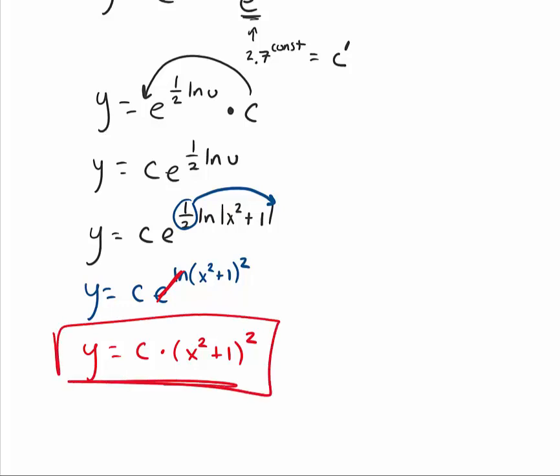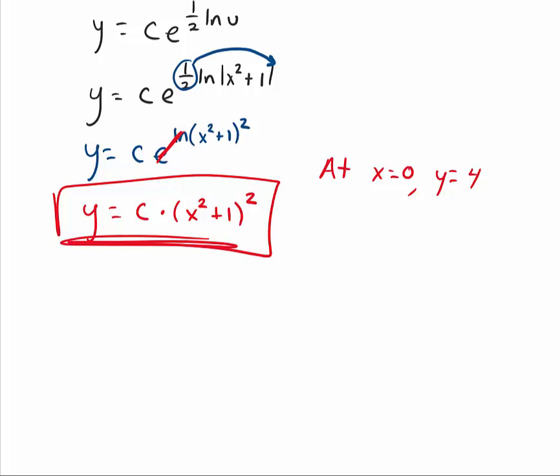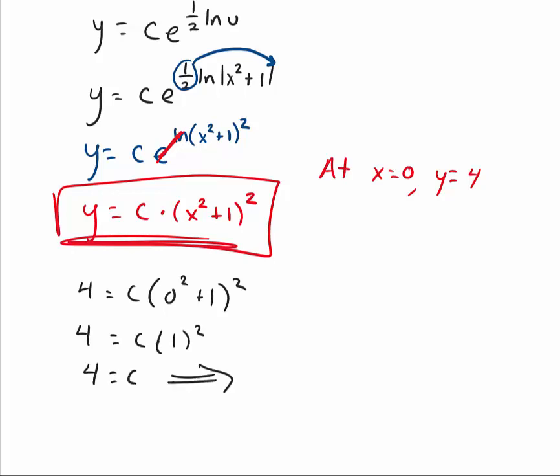And that's our answer. Now, if they had given us some initial value, like let's say they had said at x equals 0, y equals 4, something like that, then we would plug this in. We could plug in 4 equals c times 0 squared plus 1 squared. 4 equals c times 1 squared, so 4 would be c. And we plug that back in, so we get y equals 4 times x squared plus 1 squared.